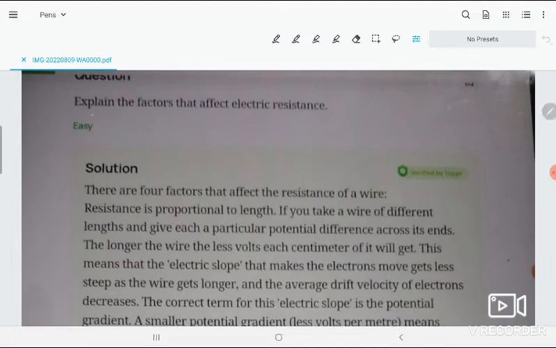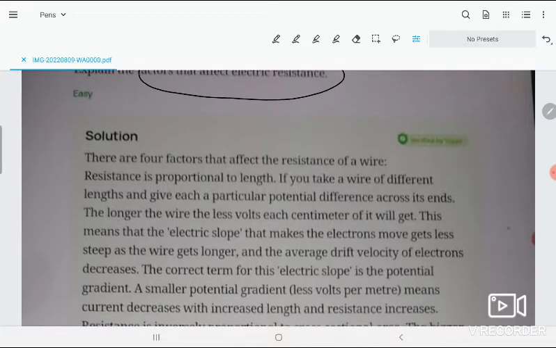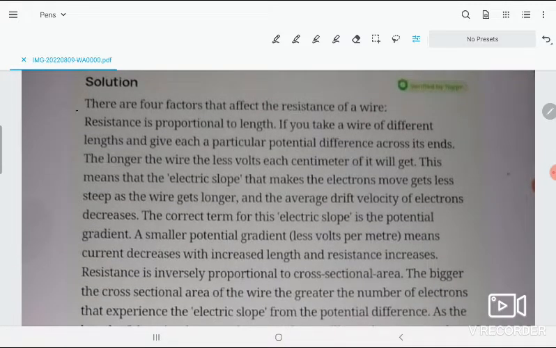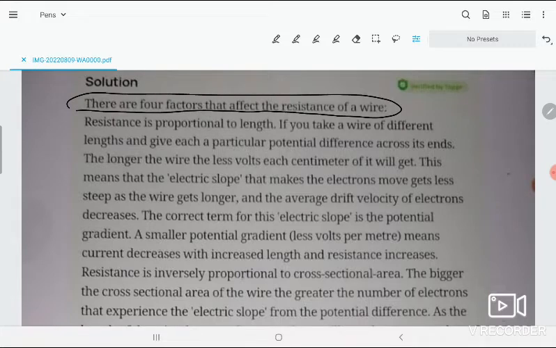Hello students, let's try to understand the factors affecting electric resistance. This we have to understand in this video. Okay students, there are four factors that affect the resistance of a wire. What are these factors?